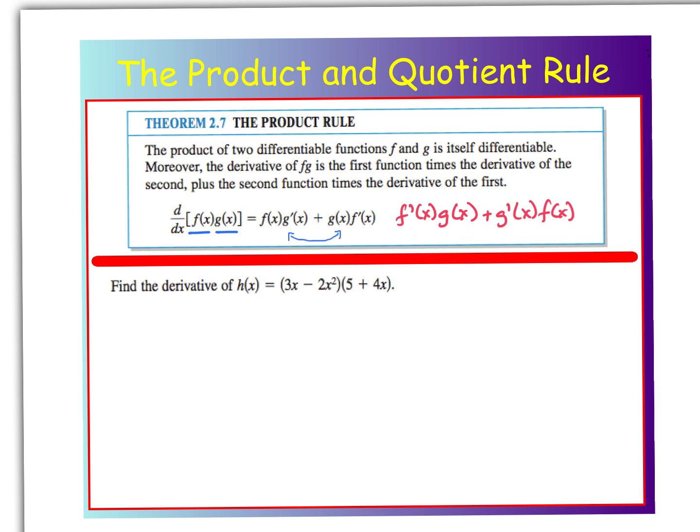So I have this function h of x is equal to the quantity of 3x minus 2x squared times the quantity of 5 plus 4x. And so I have two functions basically being multiplied together.